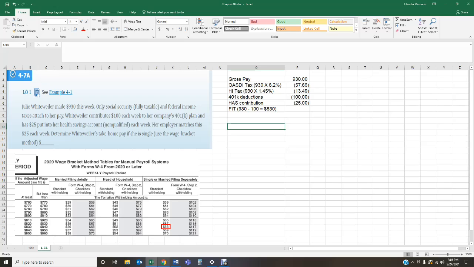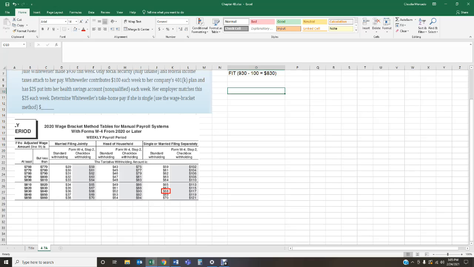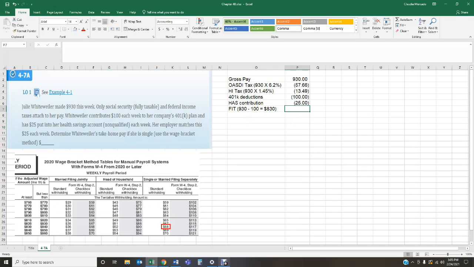So we figured that for federal income tax, we're going to be looking at $830. We look at the tables provided. We're going to locate the $830, okay? $830 to $840 threshold. Now this employee is single, right here, single. So we're going to be looking at the single column and we're going to do the standard withholding. And then that gives us $68 deduction for federal income tax, okay?